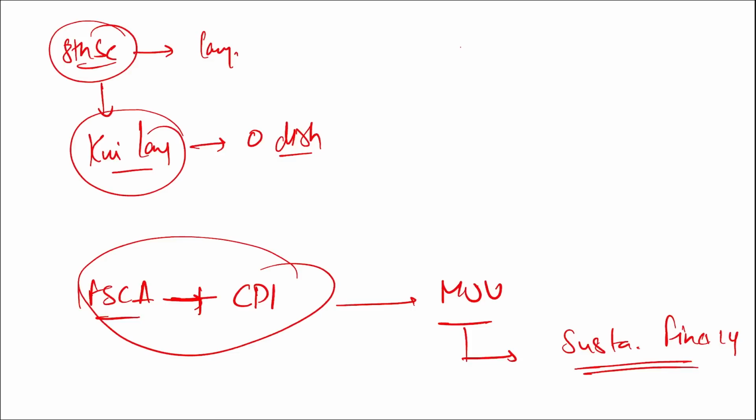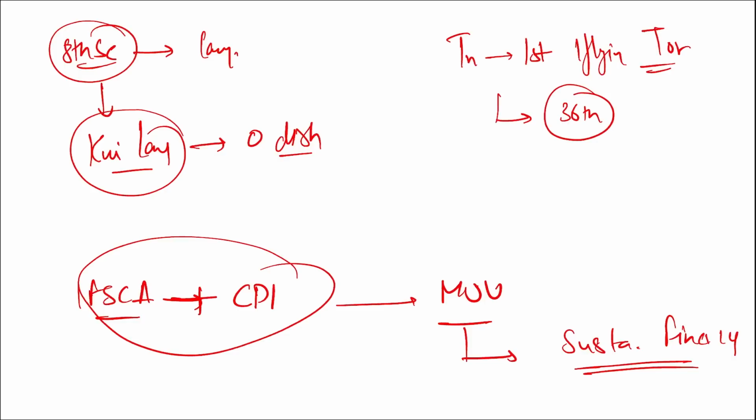Next, also tell me Tamil Nadu's first flying training organization. Tamil Nadu's first flying training organization has been set up, right? And it is which edition in India? It is the 36th such flying training organization that was set up in Tamil Nadu.